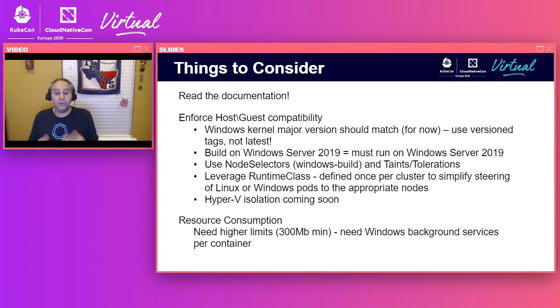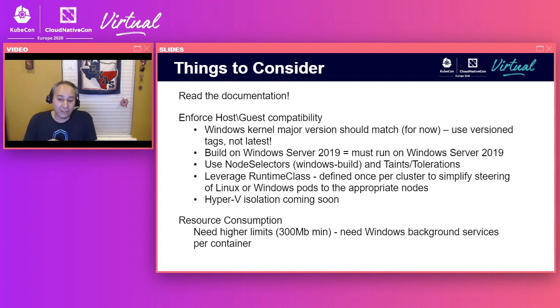Second most important, you need to look at the fact that in Windows, unlike Linux containers, you have to enforce host and guest compatibility. So the Windows Server kernel version, the major version, should match for now with the version of your guest container that's running on that host. So if you build it on Windows Server 2019, you must run the container on a Windows Server 2019 host. And how do you achieve that? By using node selectors. And we've added a new node selector called Windows Build that includes the Windows build in it. You can use taints and tolerations.